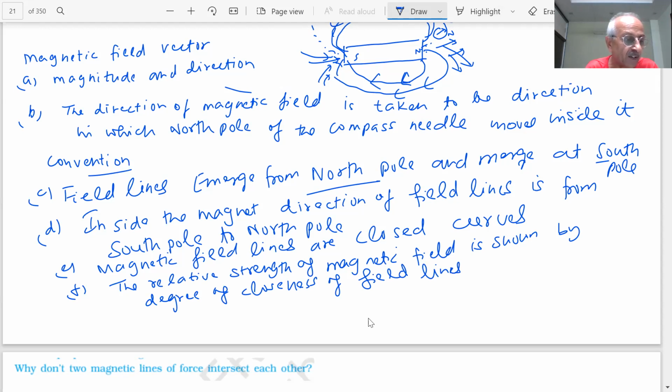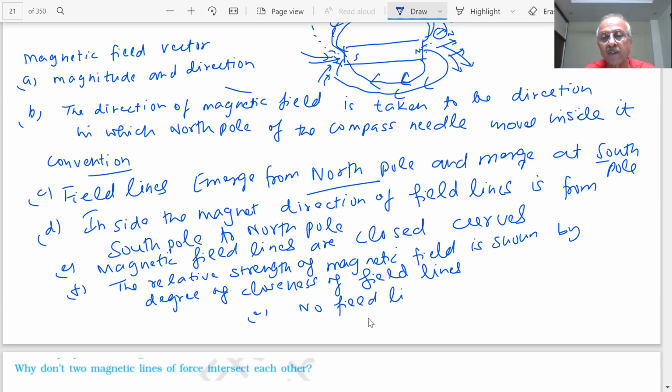The field is stronger, that is, the force acting on the pole of another magnet placed is greater where the field lines are crowded. So where the field lines are crowded, what will happen? The magnetic field will be stronger. The force acting on the pole of another magnet will be stronger. So wherever lines are closer, the magnetic field is more, and they will exert a greater force on the next magnet. Another point, as you already said, no field lines are found to intersect.